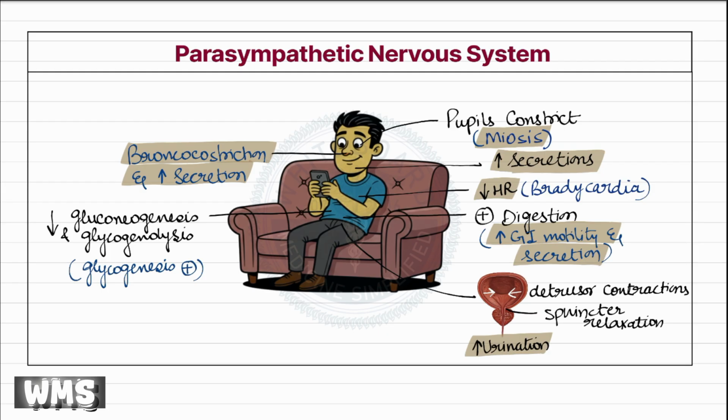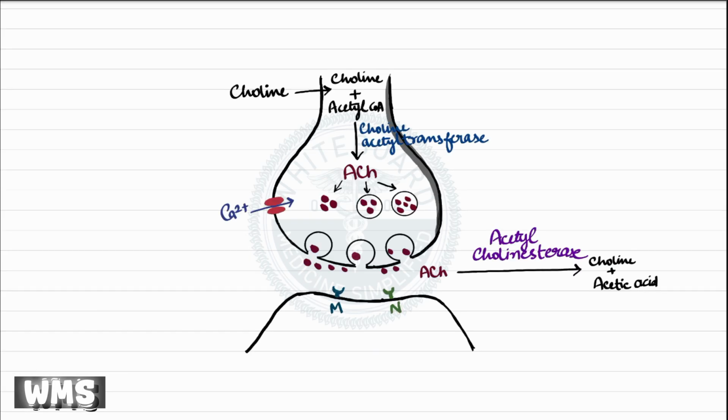Now let's begin discussing muscarinic agonist drugs. Broadly, these drugs can be divided into two main types: direct-acting and indirect-acting muscarinic agonists. First, we have the direct-acting drugs. As the name suggests, these drugs directly bind to muscarinic receptors and activate them, producing effects similar to those of acetylcholine. On the other hand, we have the indirect-acting drugs.